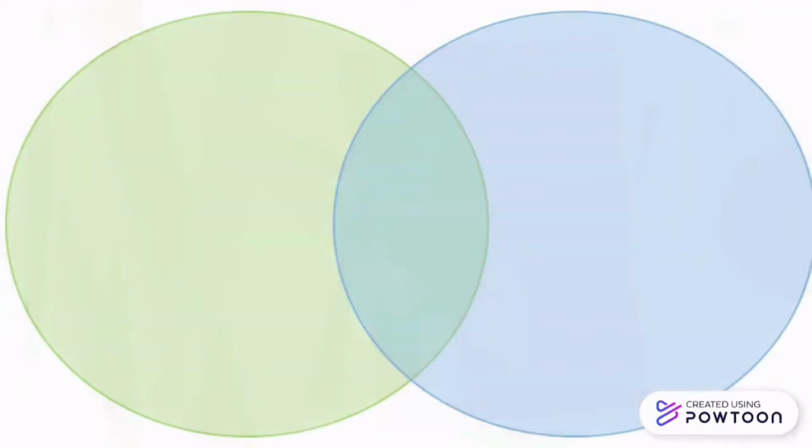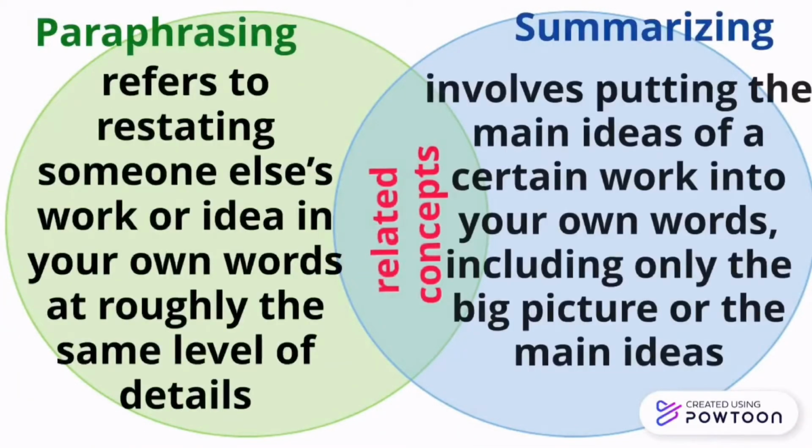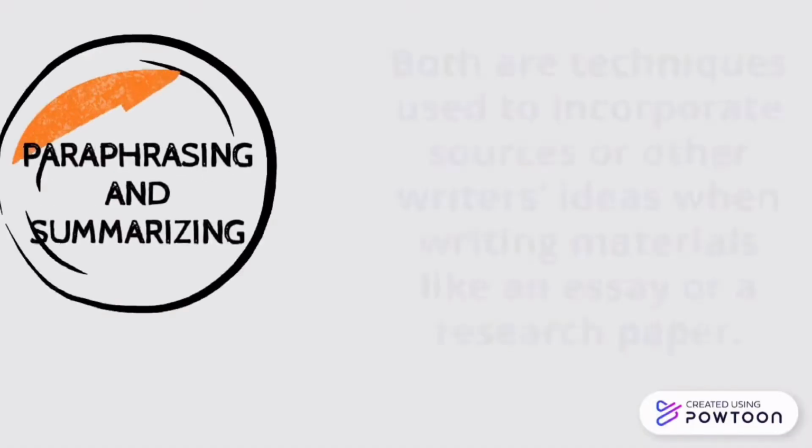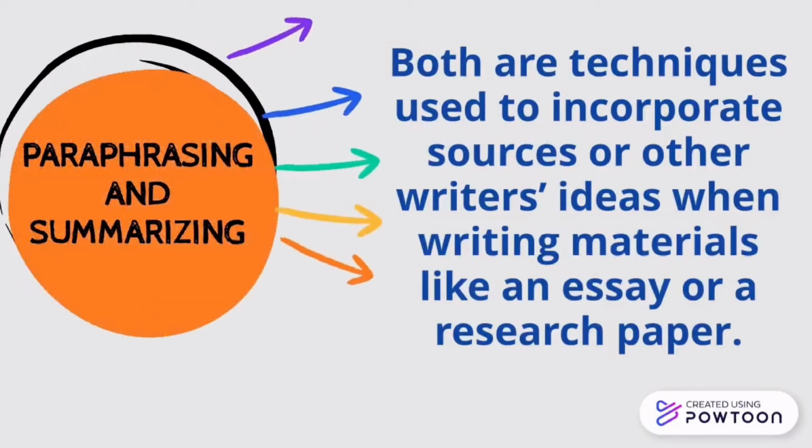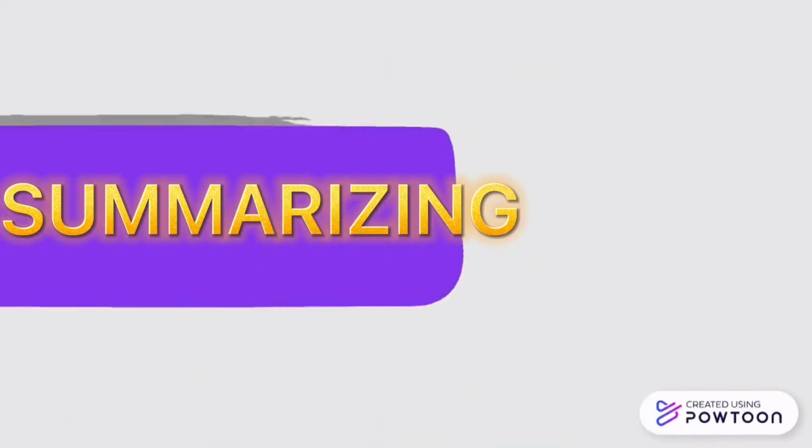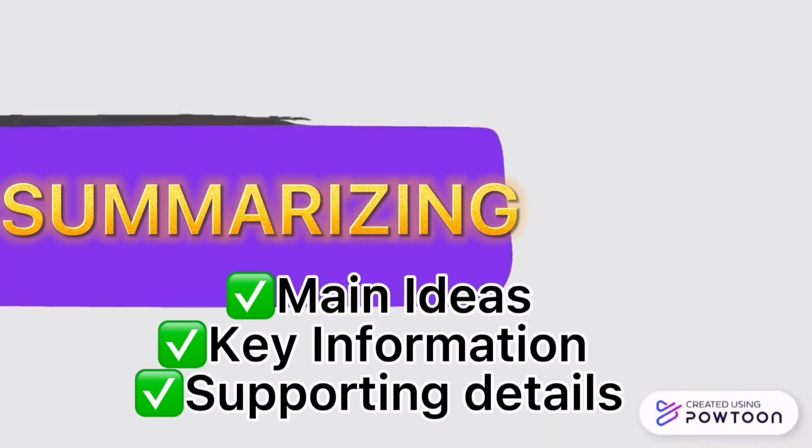It is vital to know that while summarizing and paraphrasing are two closely related concepts, they are actually two different techniques in writing. Paraphrasing refers to restating someone else's work or idea in your own words at roughly the same level of details. Summarizing, on the other hand, involves putting the main ideas of a certain work into your own words, including only the big picture or the main ideas. Both are techniques used to incorporate sources or other writers' ideas when writing materials like an essay or a research paper. When summarizing, it is important that one knows how to recognize the main ideas, the key information, and the supporting details in a given text.